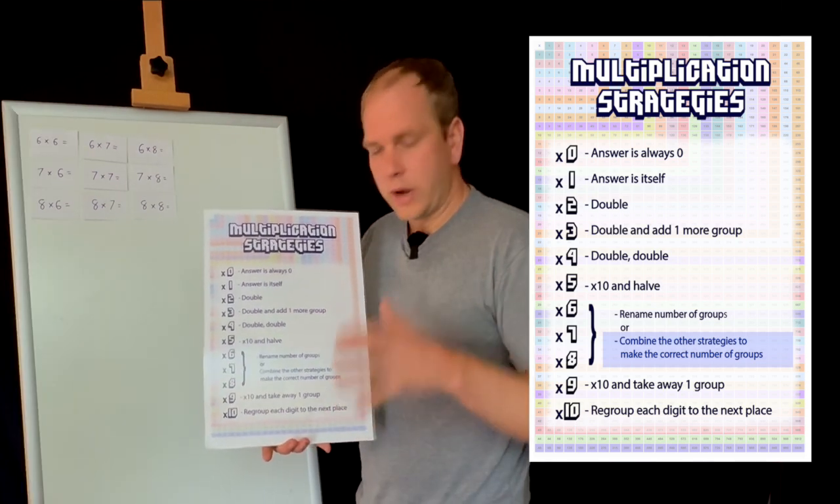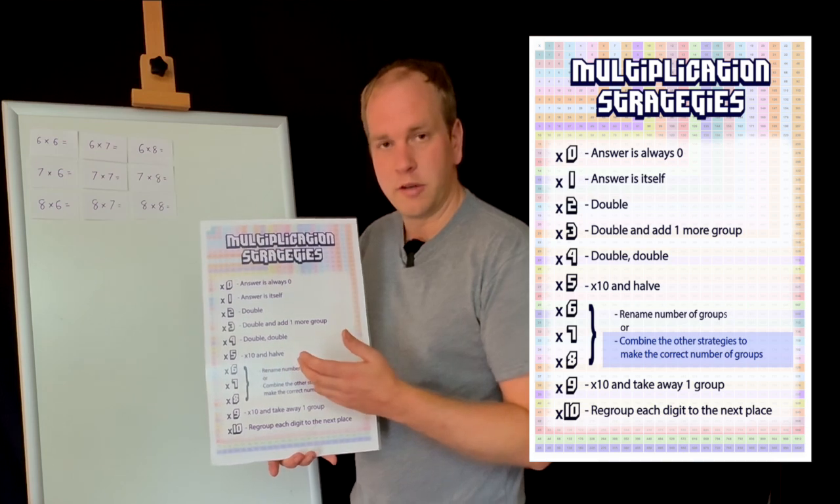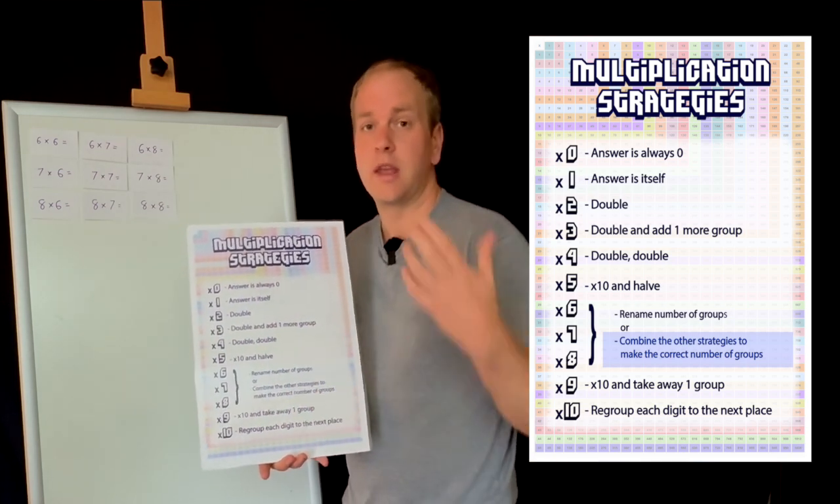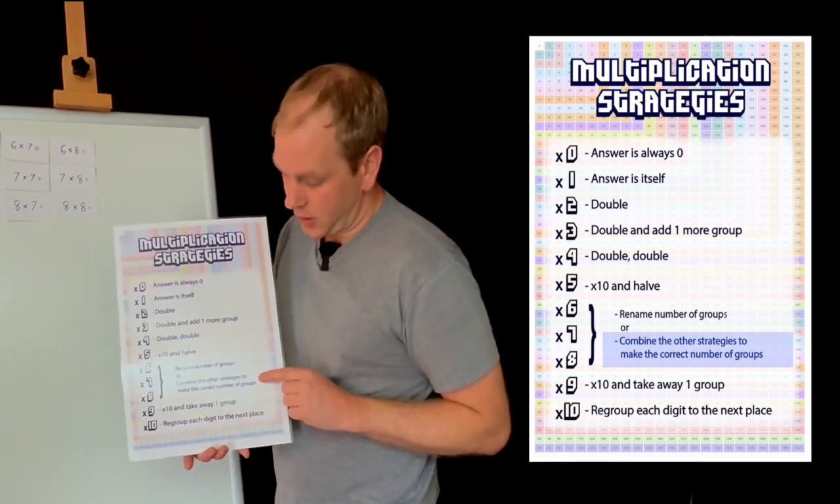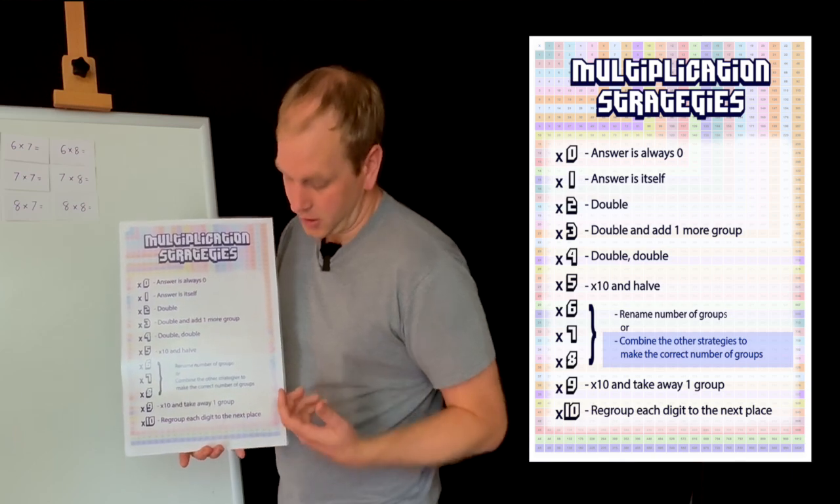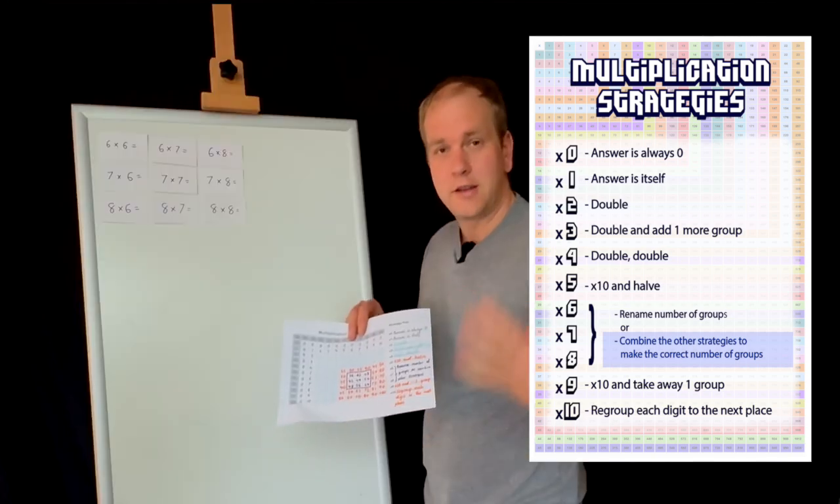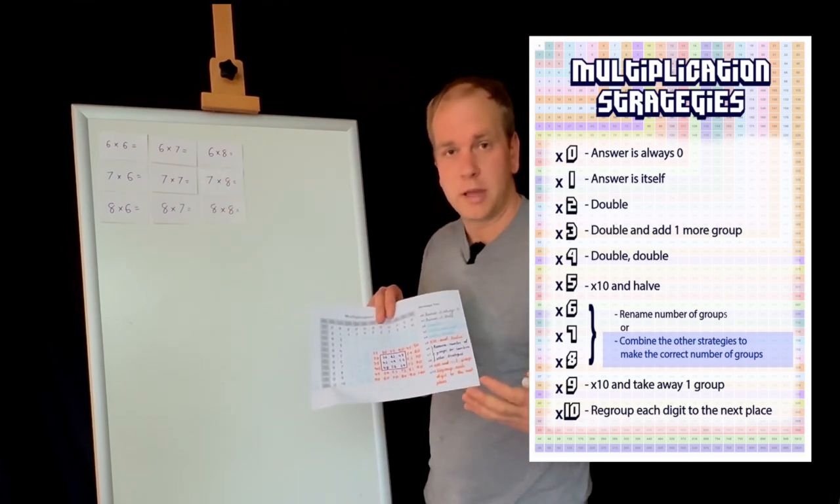Now, the reason we've left this to now is because in day 3, we were looking at that commutative property where we could swap around, say, 8 times 3 to think of it instead as 3 times 8. But today we're going to specifically look at this other strategy of combining the other strategies to make the correct number of groups, and we're going to use the distributive property. To explore this further, we're going to double down on those 9 difficult multiplication facts.